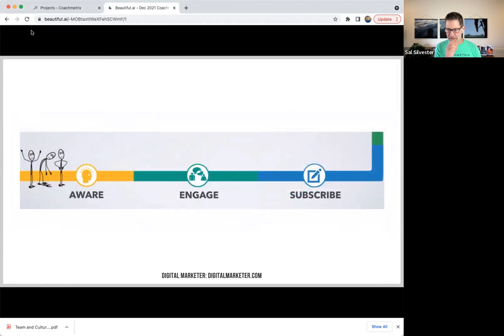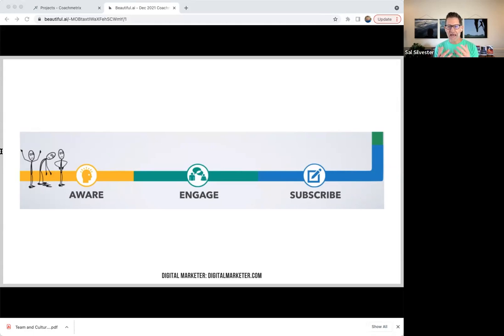The third step of the value journey is what the Digital Marketer organization calls the subscribe stage. And at this point in the journey, your prospect knows who you are. They've engaged with you, either through a newsletter or maybe a blog post or maybe some way on social media. But if you don't get this person's information, odds are you're probably not going to hear from them, right?